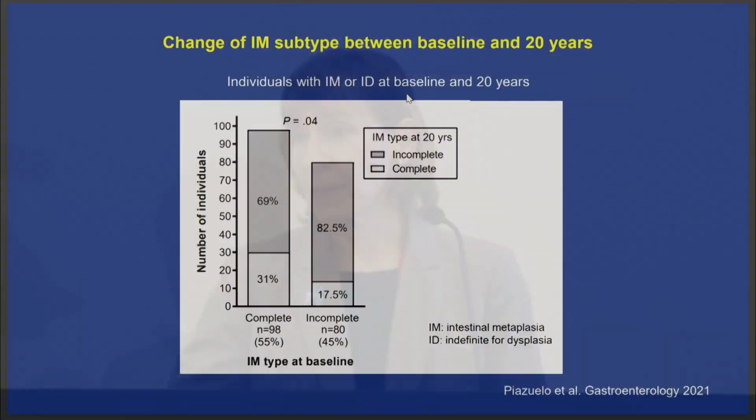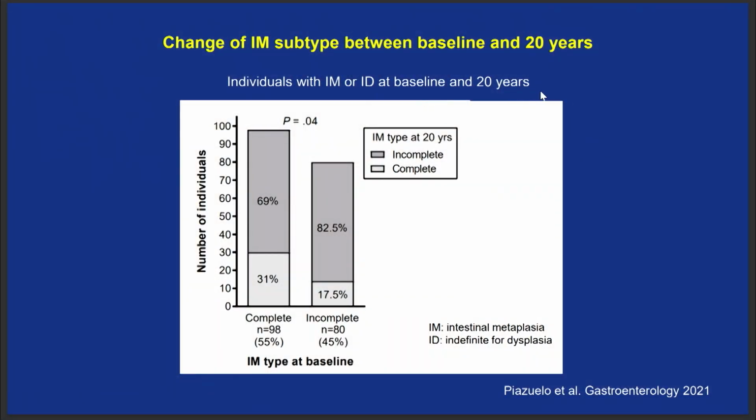Going back to the Colombian cohort, we found that in individuals that had intestinal metaplasia or indefinite for dysplasia at baseline, with biopsies at baseline and 20 years, two thirds of those that had complete metaplasia at baseline showed a change to incomplete in the biopsies at 20 years, while only 17% of those that had incomplete regressed, we could say regressed, but not really, but showed a change to complete metaplasia at 20 years. So these findings support other findings that make us think that really first is complete and then progresses to incomplete. So the incomplete is a more advanced stage of intestinal metaplasia.